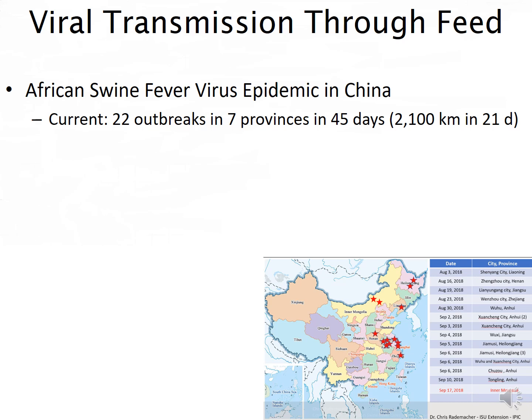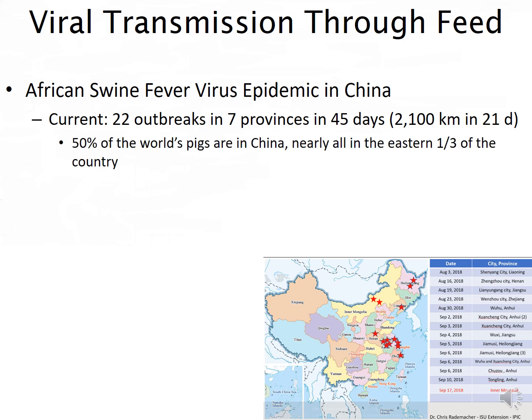There are two cases that I'd like to particularly highlight. The first is the African swine fever virus epidemic in China. Currently, there are 22 outbreaks in 7 provinces that have been reported within the past 25 days. And in just a 21-day period between its initial report and 3 weeks later, the virus had traveled 2,100 kilometers.